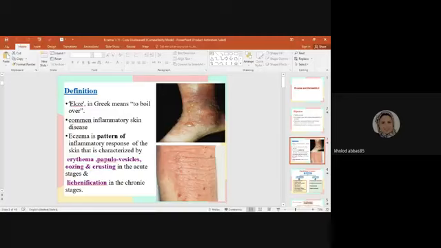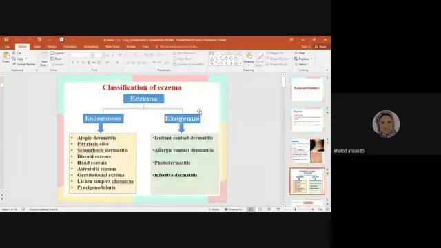Dermatitis is an eczema or pattern of inflammatory response. And dermatitis means the acute stage only. The general word is the eczema. Dermatitis is a part of eczema, the acute stage of the eczema. But in general, when we say dermatitis, we mean eczema. When we say eczema, we mean dermatitis.